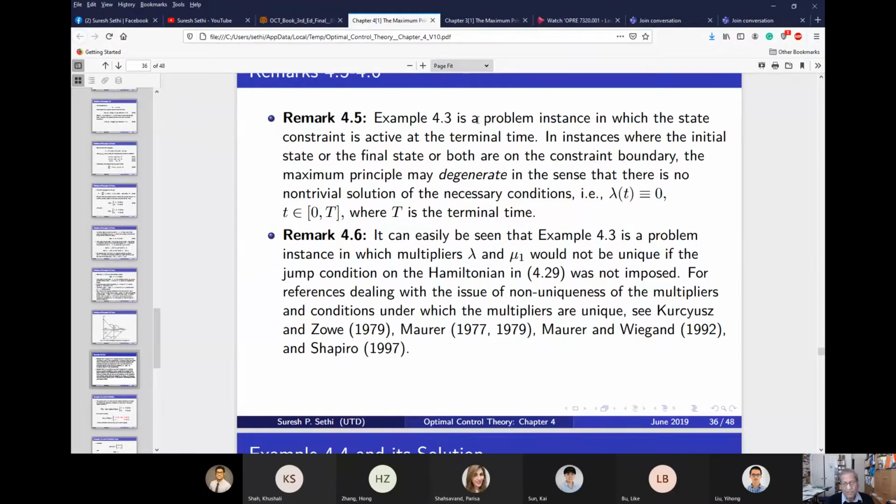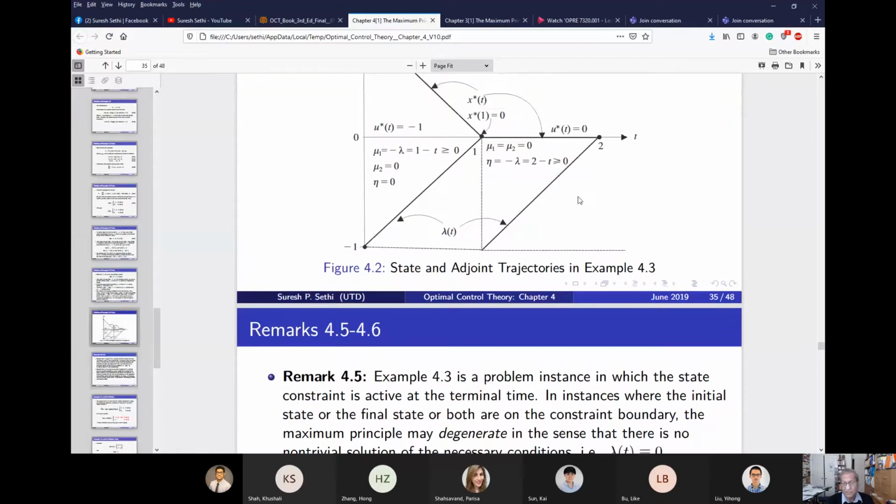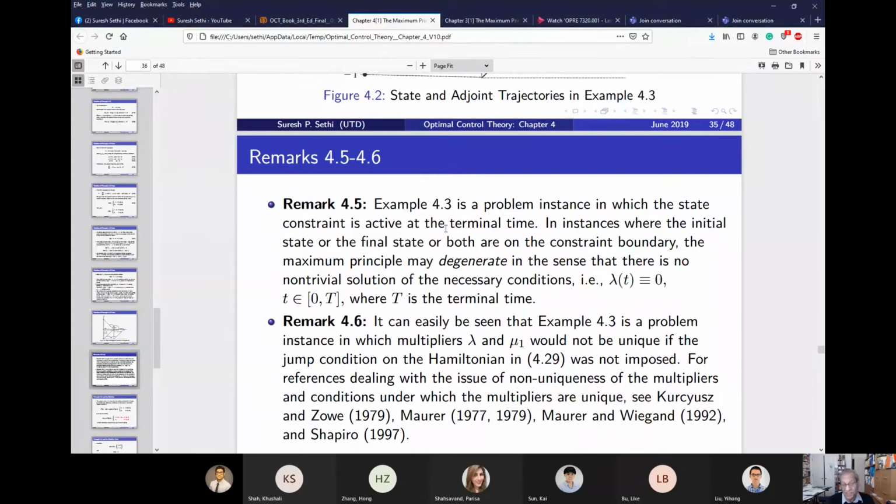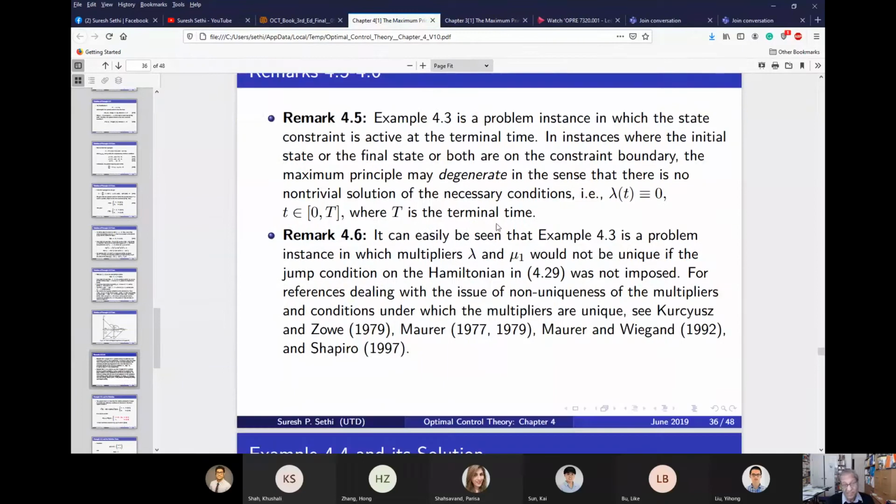So if you look at 4.3, it is a problem instance in which the state constraint is active at a terminal time right here. In instances where the initial state or the final state are both 0 on the constraint boundary, the maximum principle may degenerate. And then there is no non-trivial solution known. So some pathological examples exist for this kind of thing, but we don't have any in this book.